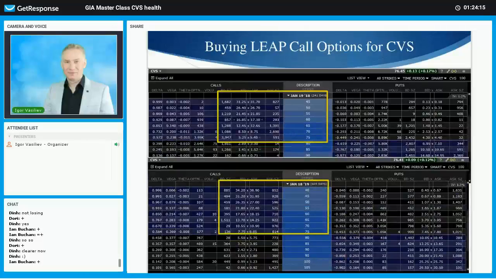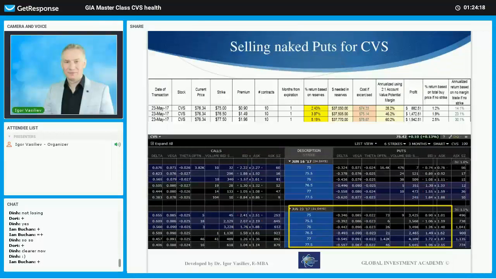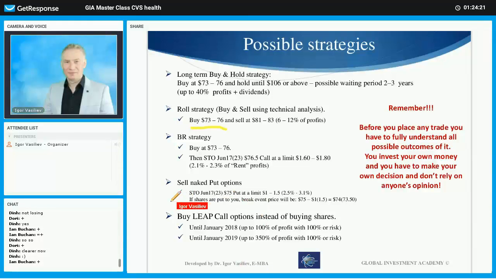Now, the third strategy I'm going to explain to you is called buying LEAP options. Before I explain it, I want to tell you that this strategy is highly profitable, but at the same time, it's highly risky. If you buy, for example, January, you can make 100% or 300%, but you can also lose 100% of your money. So don't do it unless you're confident and you totally understand what you're doing. That's the first thing.